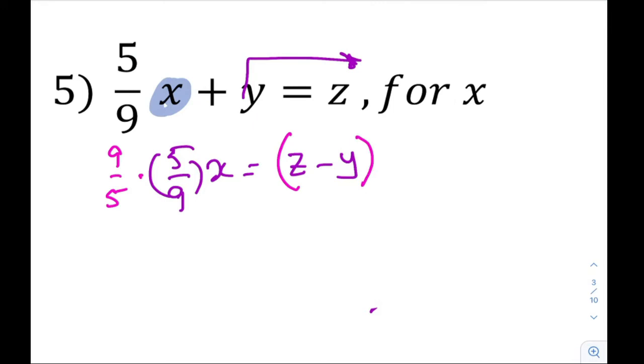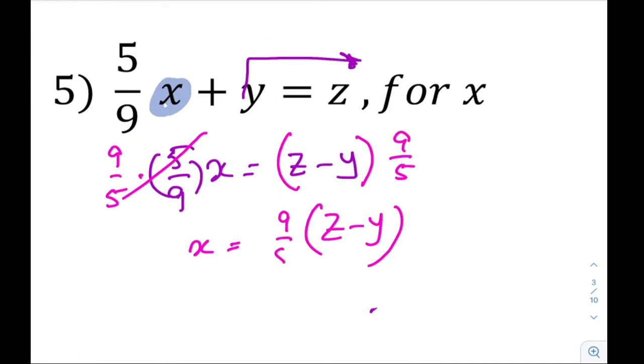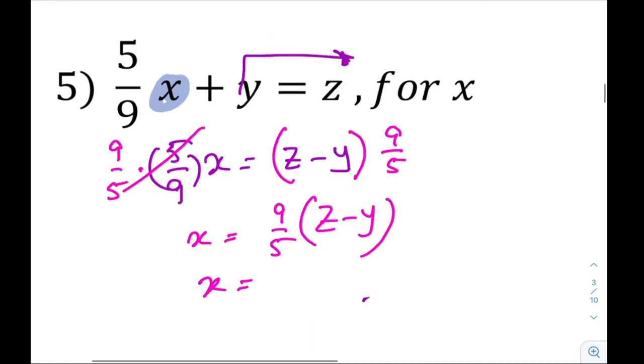Keep it between brackets because 9 over 5 is multiplied by the whole expression. So this is cancelled totally, and we will have z minus y multiplied by 9 over 5. I'll keep it in front. But this is equivalent to, if you have choices, 9 times z minus y all over 5. Exactly the same thing.